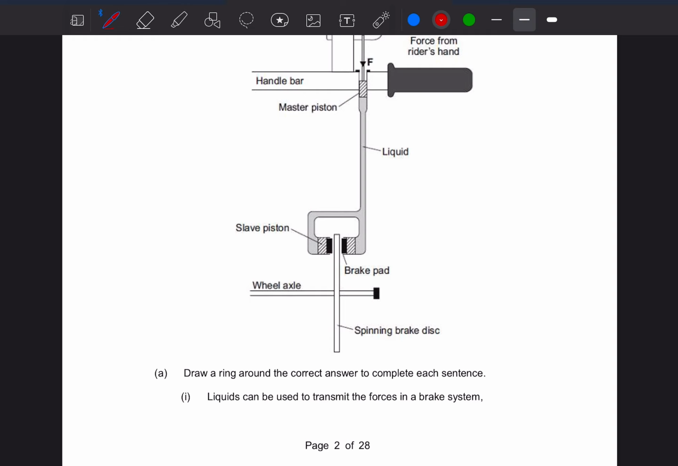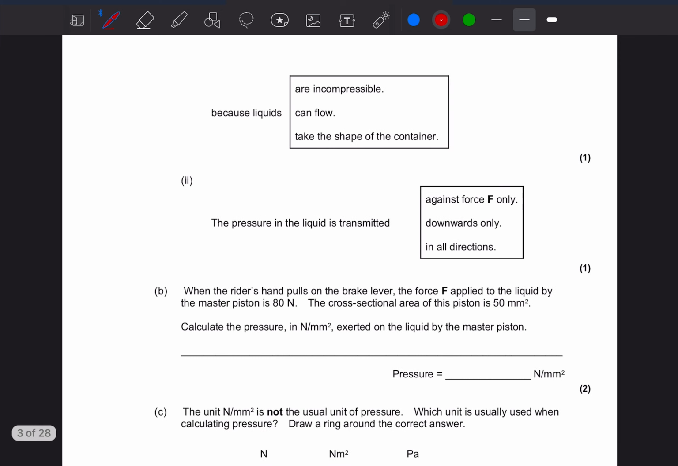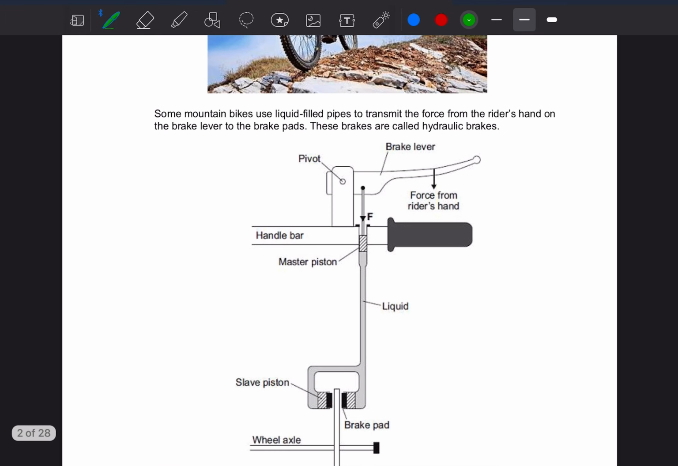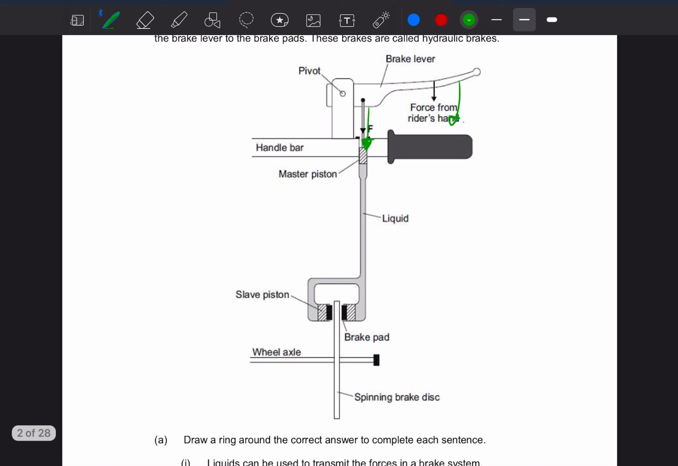Liquids can be used to transmit the forces in a brake system because liquids, okay, so this one we're looking for are incompressible. So you can use liquids in hydraulics because you can't compress them. So if we look back at this diagram here, as soon as we press this brake lever, it's going to push down here, which is going to put a force on this liquid, and because this liquid can't be compressed, it is then going to press onto there.